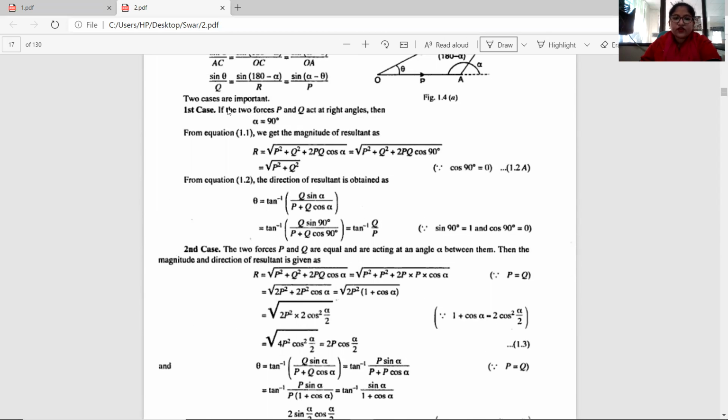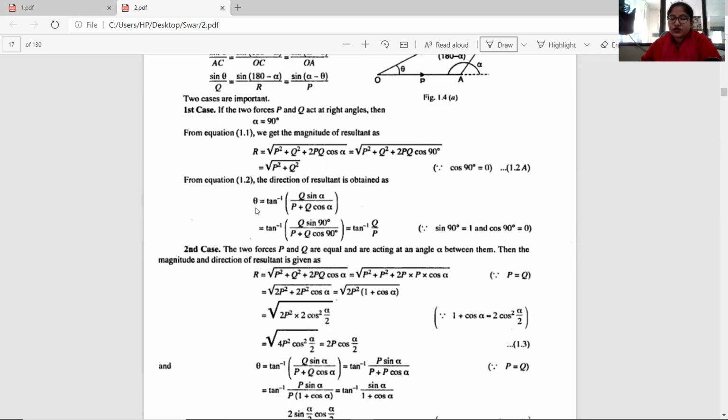The first case is if two forces P and Q act at a right angle, that means my alpha will be 90 degrees. Then from equation 1, the magnitude of my resultant will be R equals the square root of P square plus Q square plus 2PQ cos alpha. Then put this alpha value as 90 degrees. Then cos 90 equals 0. Then my R will be the square root of P square plus Q square.